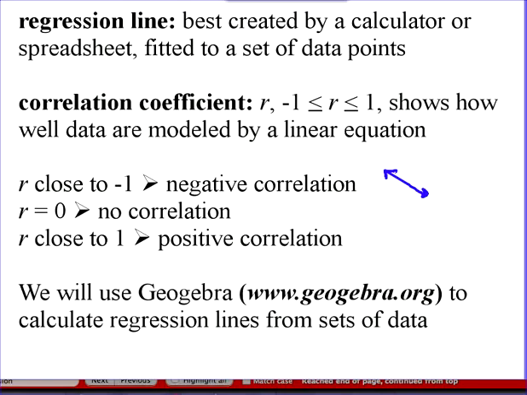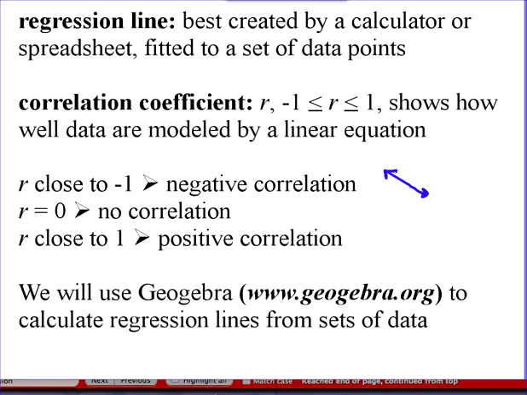And so what we're going to do is use a program called GeoGebra. Now the nice thing about GeoGebra, it's free. So if you're wanting to do your homework at home with GeoGebra, it's free. It's not a very big program. You do have to download it though, but it's located at www.geogebra.org. And it does so many neat things.